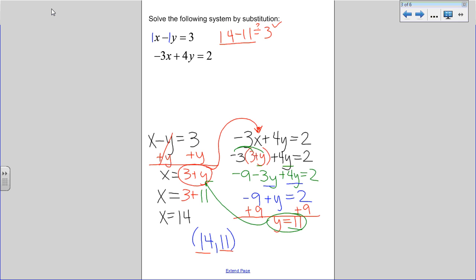So we checked 14 minus 11 to see that it equaled 3. Now I have to take 14 and 11 and plug it in for x and y in the second equation. So I have negative 3 times 14 plus 4 times the 11 that we have. And I want to know, does that equal 2? So I'm trying to see if that's equal there. So we have negative 42 plus 44. You can just do that on your calculator. But yes, that does equal positive 2. So we know that that solution works.